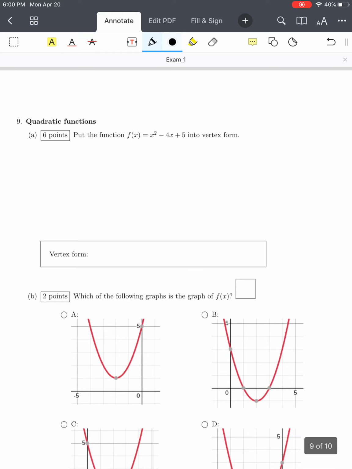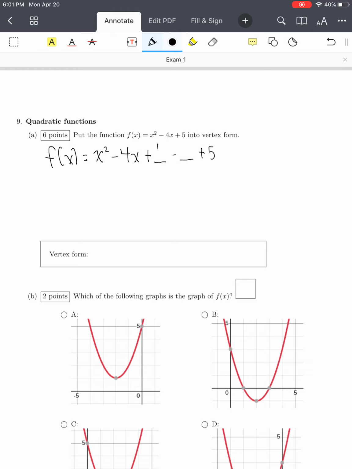Okay, so problem 9 is quadratic functions. Let's see, put the function f of x equals x squared minus 4x plus 5 into vertex form. So to do this, we want to complete the square. So f of x equals x squared minus 4x plus and minus. So I'm going to add and subtract the same number, because adding and subtracting the same number is the same thing as adding 0, which doesn't change the function at all.